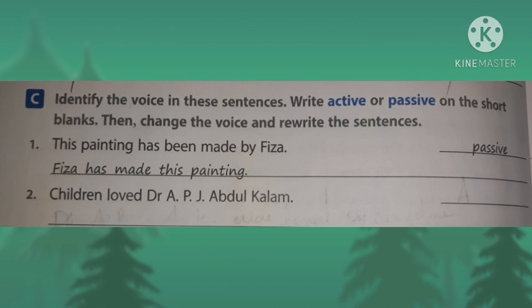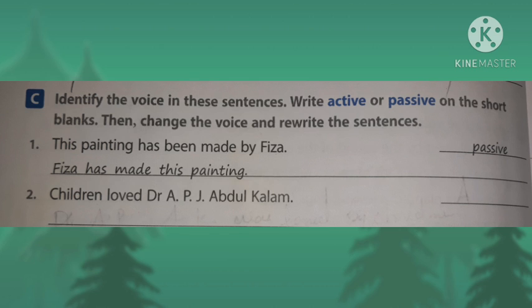Page number 98, Activity C. Identify the voice in these sentences. Write active or passive on the short blanks. Then change the voice and rewrite the sentences. First one is given as an example: This painting has been made by Fiza. It is passive voice.